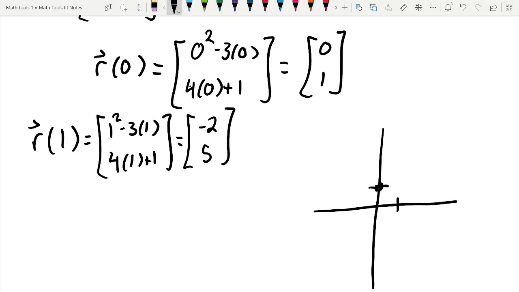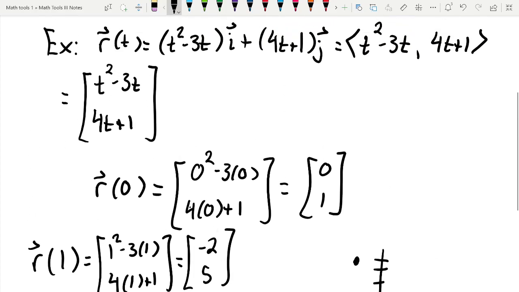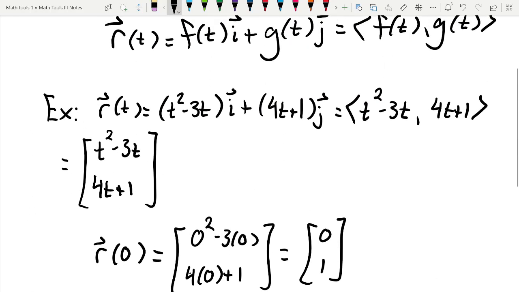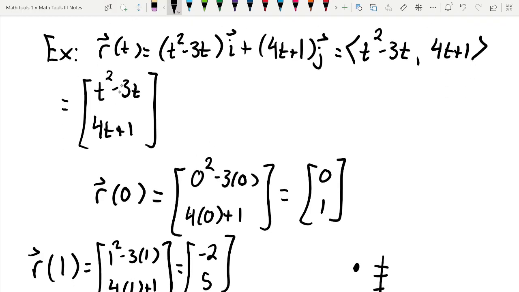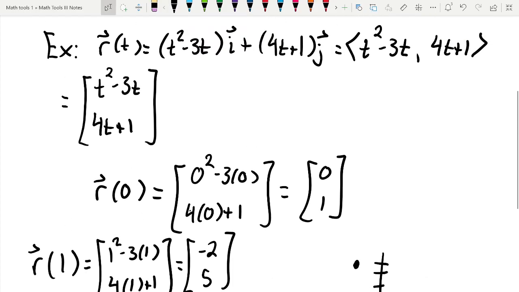So this would be the coordinate, the point negative 2, 5. I just went the wrong way. So this way, negative 2, 5. Okay. So typically to graph these, we just take the first one to be the x and the second one to be the y, because that's the usual order of points when we look at the component form here.